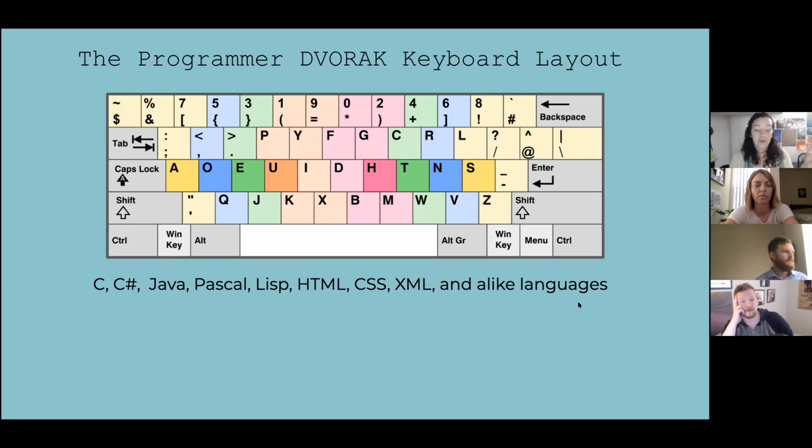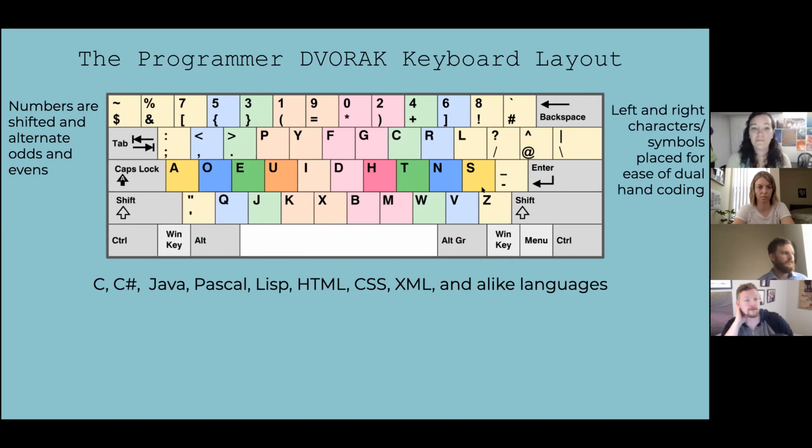the programmer took the Dvorak keyboard and invented the programmer Dvorak keyboard. He specifically codes in these languages here, so he took that all into account when he was inventing it. If you notice, the letters are all the same as the original Dvorak keyboard; the upper row is where the changes are. Numbers are shifted. Programmers use numbers, but not as frequently as they use all the symbols. And the symbols are left and right aligned.